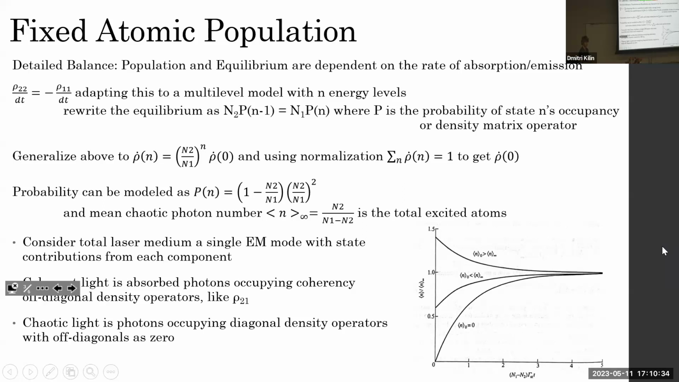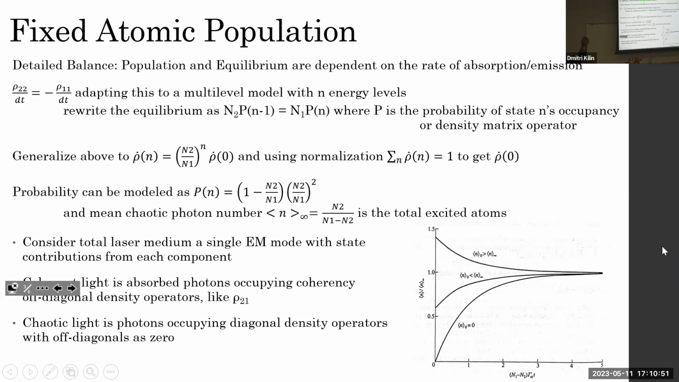Going back to chaotic photon number, this is a bit of a new term. I've never heard people talk about chaotic light, so I had to do some research to figure out what that was. So chaotic light is just photons occupying the diagonal in our density matrix. So its observable values are non-imaginary.